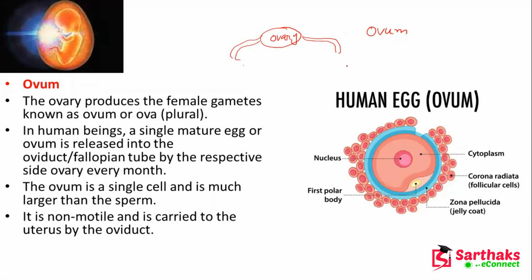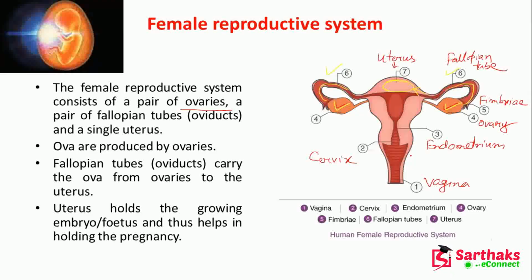In human beings, a single mature egg or ovum is released into the oviduct, the fallopian tube, by the respective side ovary every month. The ovum is a single cell, much larger than the sperm, and it is non-motile, immobile, and is carried to the uterus by the oviduct.